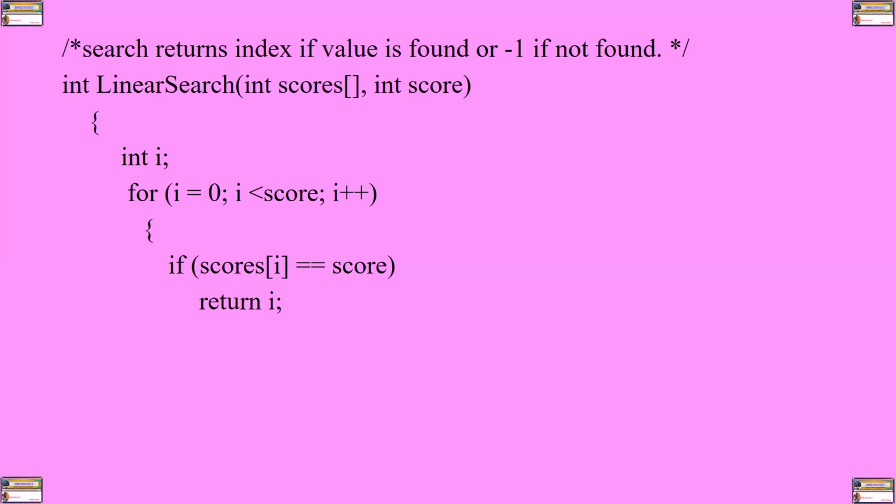the value found in the memory location called I. So in this case, it will return 0. It will return 0 to the caller. And if the value found in scores 0 is not equal to score, it will return -1, meaning nothing has been found.